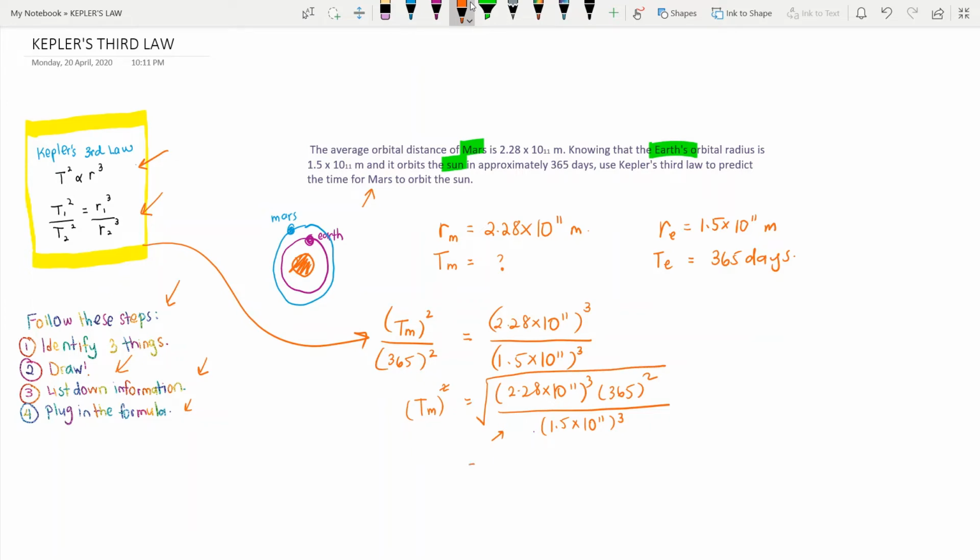Okay, so bila kita masukkan dalam calculator, right, kita akan dapati masa yang diambil oleh Mars untuk keliling satu matahari adalah 684 days. Okay, so that is the answer for T of Mars.